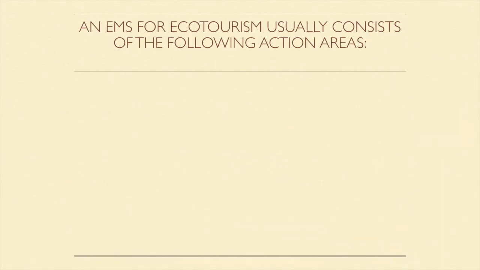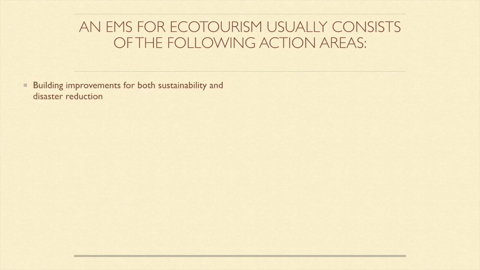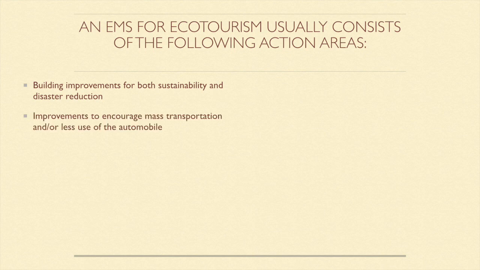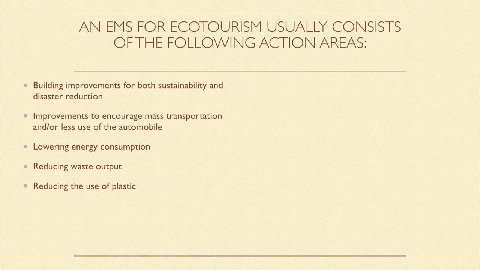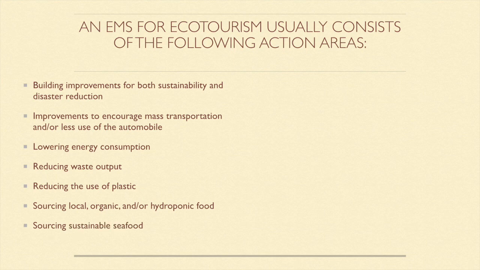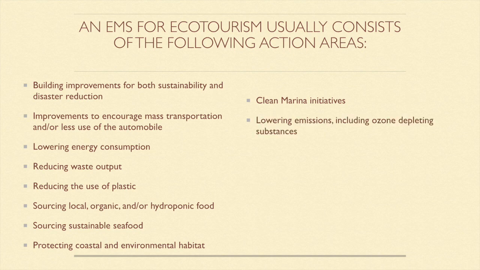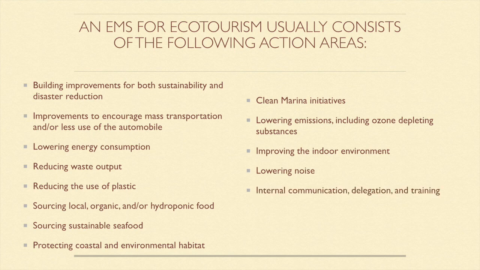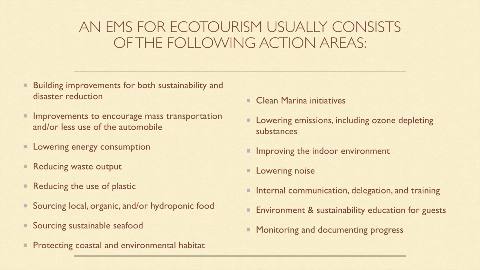An EMS for ecotourism usually consists of the following action areas: building improvements for both sustainability and disaster reduction, improvements to encourage mass transportation and/or less use of the automobile, lowering energy consumption, reducing waste output, reducing the use of plastic, sourcing local organic and/or hydroponic food, sourcing sustainable seafood, protecting coastal and environmental habitat, clean marina initiatives, lowering emissions, including ozone depleting substances, improving the indoor environment, lowering noise, internal communication, delegation, and training, environment and sustainability education to guests, and monitoring and documenting the progress.